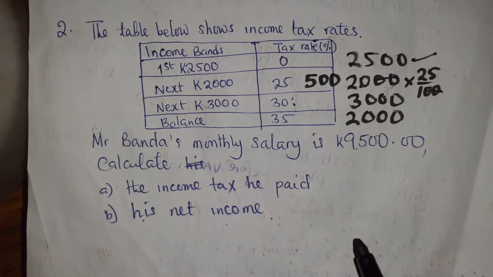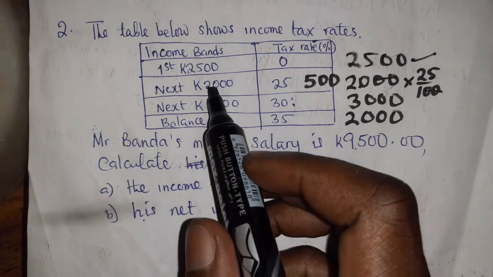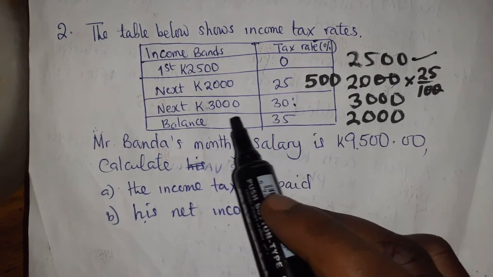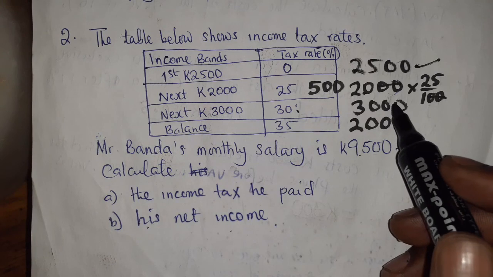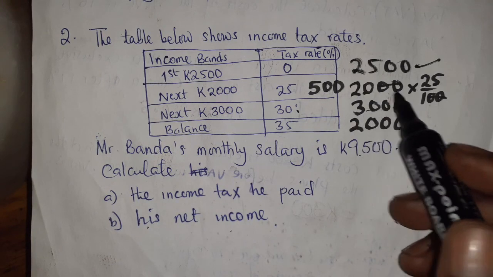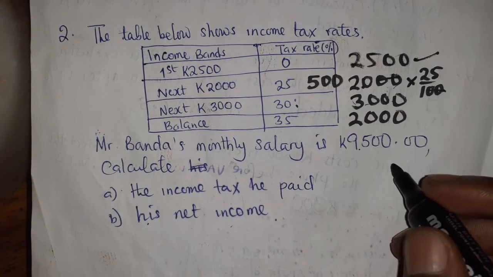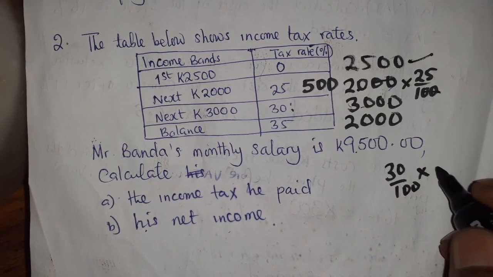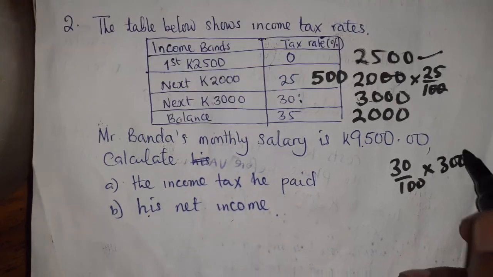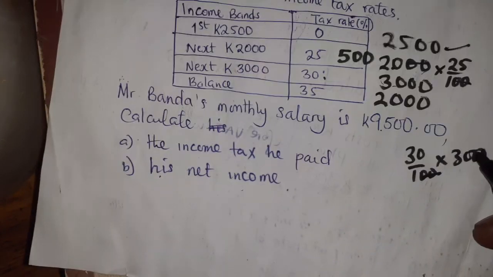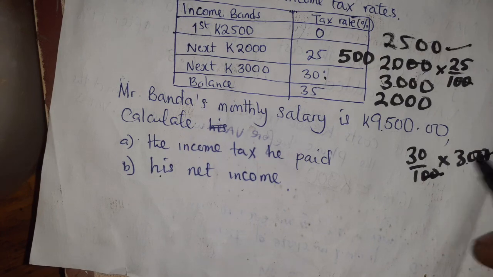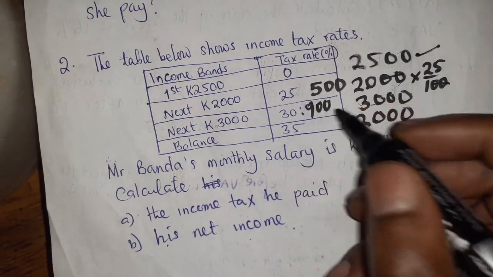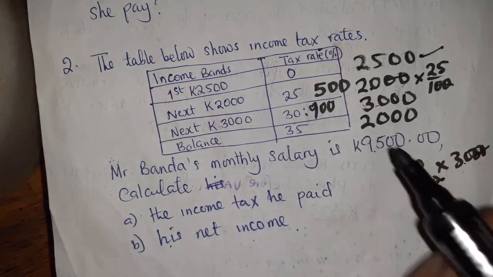That's what he's going to pay from this amount. Okay? From this amount, the tax he is going to pay is 500. Then the next one, this one now is going to be 30% of this amount. Again, you write the same thing. 30/100 multiplied by 3,000. You knock out these 2 zeros and these 2 zeros. You multiply 30 by 30. What do you get? 900. So here he is going to pay tax of 900.